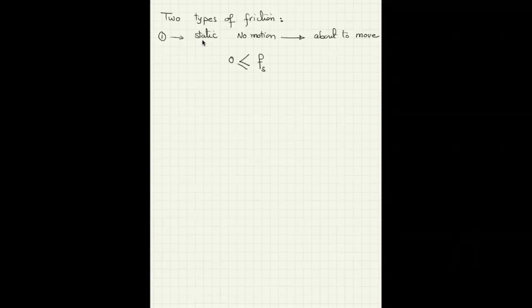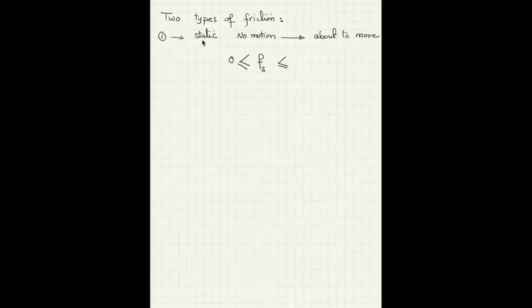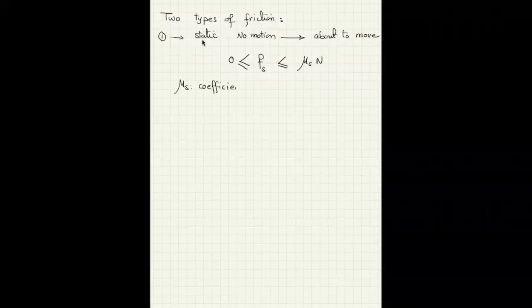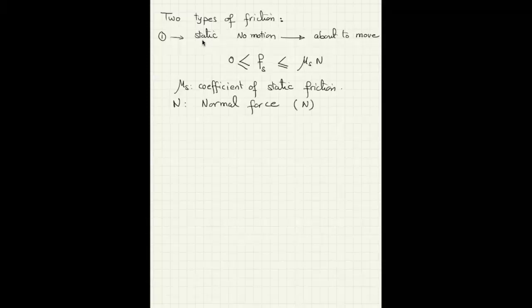And this is Fs. And the maximum value that it can get is mu s times the normal. Mu s here, we call it coefficient of static friction. It doesn't have a unit, it is unitless. N, it is normal force, and that normal force is in newtons.